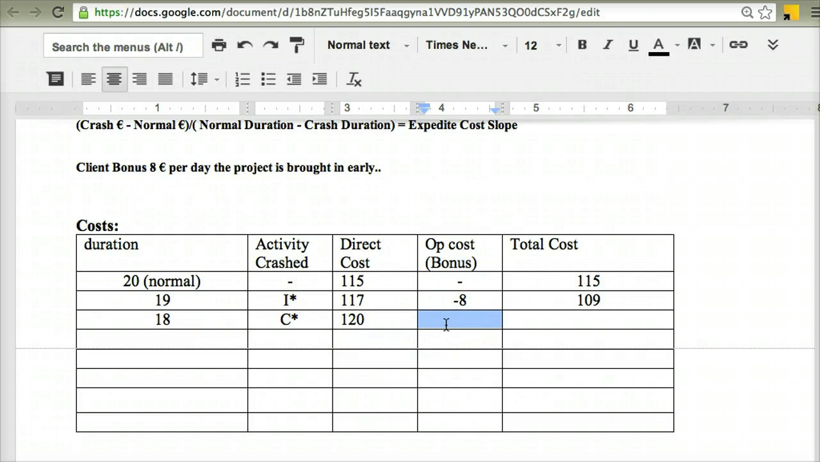Because I'm bringing it in another day early, that is 2 days early, I'm going to get double the bonus. So now my bonus is 16, so my opportunity cost is minus 16 euro. And so the overall total cost of my project is 104 euro. And again, that's what I like to see, that the cost is going down for me. That's the barometer, that's the litmus test to see the best or optimum schedule for me, the project manager.